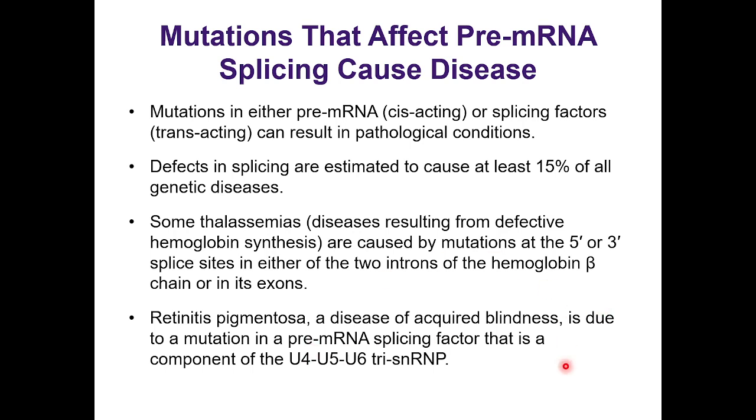Okay, so retinitis pigmentosa, this is a disease of acquired blindness. This is due to the mutation in the pre-mRNA splicing factor. This is a component of the U4, U5, U6 snRNP.